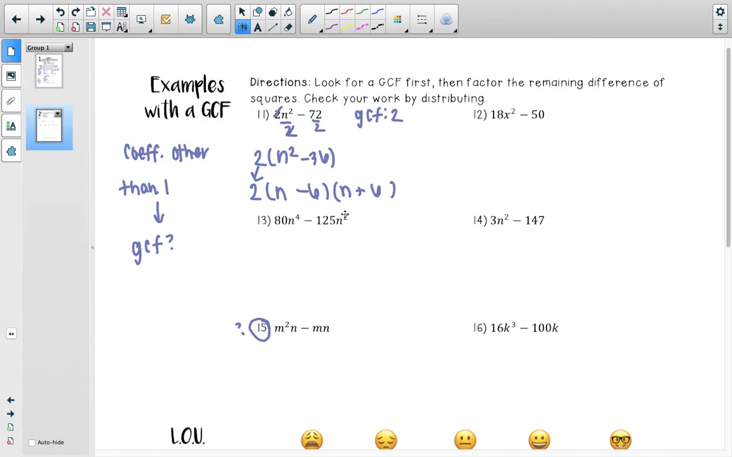Now when there's larger numbers, it does get a little bit more complicated. So I would like for you to try to figure out what the greatest common factor is here. Ask yourself, is there a numerical greatest common factor? And is there a variable? So go ahead, work on this problem, and restart the video if you get stuck or once you get done. So pause the video now.